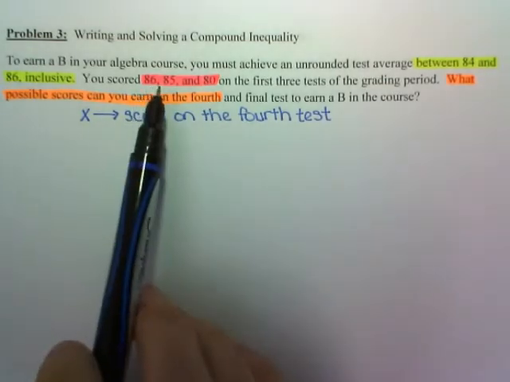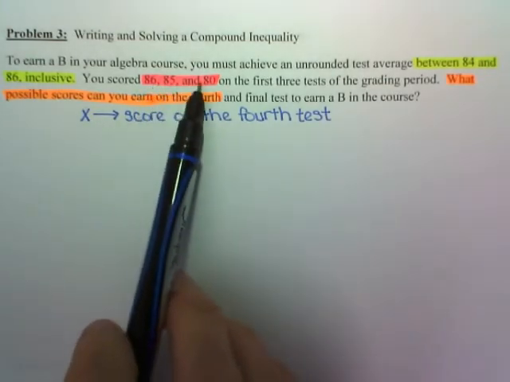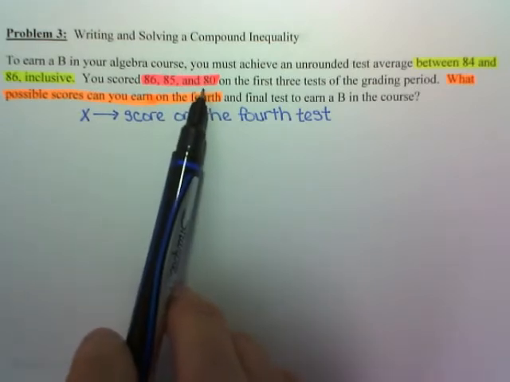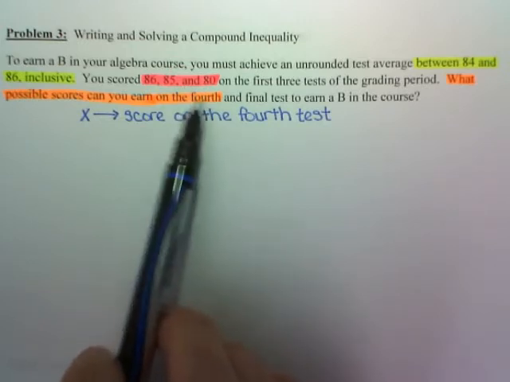Now, you all know how to find averages. If I wanted you to find the average of these 3, you would add them together, divide by 3. Pretty simple finding average. But the problem is, we got to find the average of 4 tests.